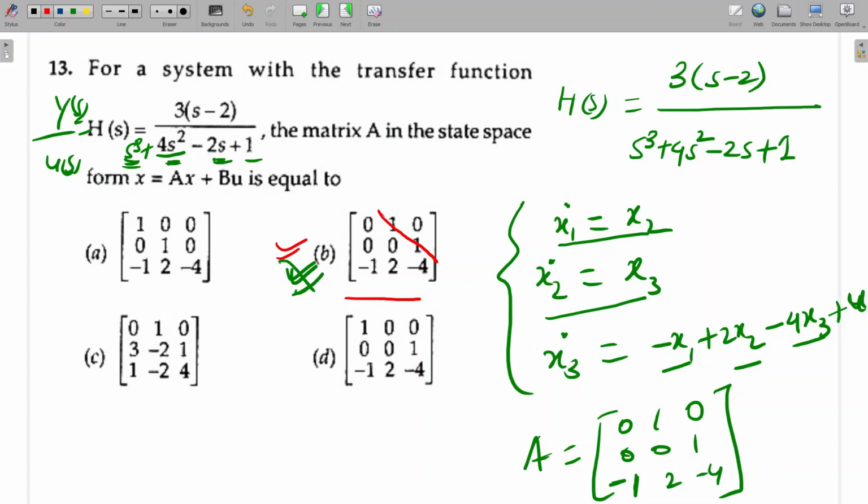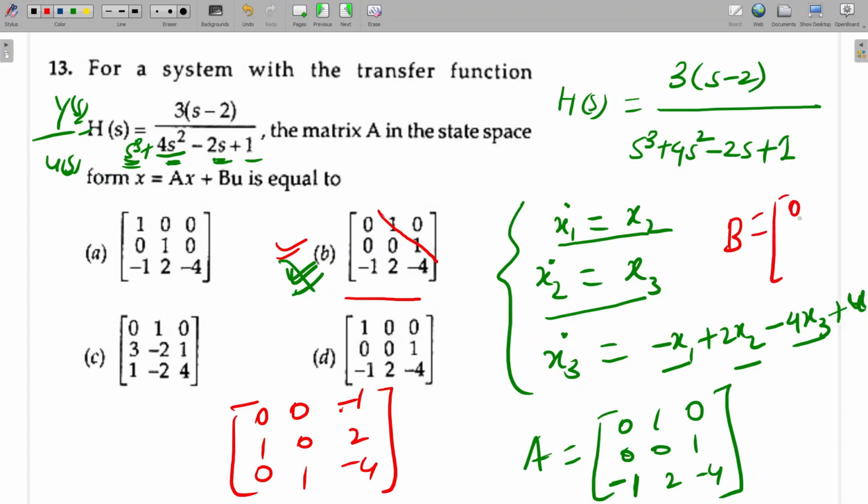Yes, sir. For observable, it should be the transpose of this. Observable will be like this: 0 1 0, 0 0 1, minus 1 2 minus 4. That will be there. And here the B matrix, B will be 0 0 1. So for observable, B will be equal to 1 0 0.